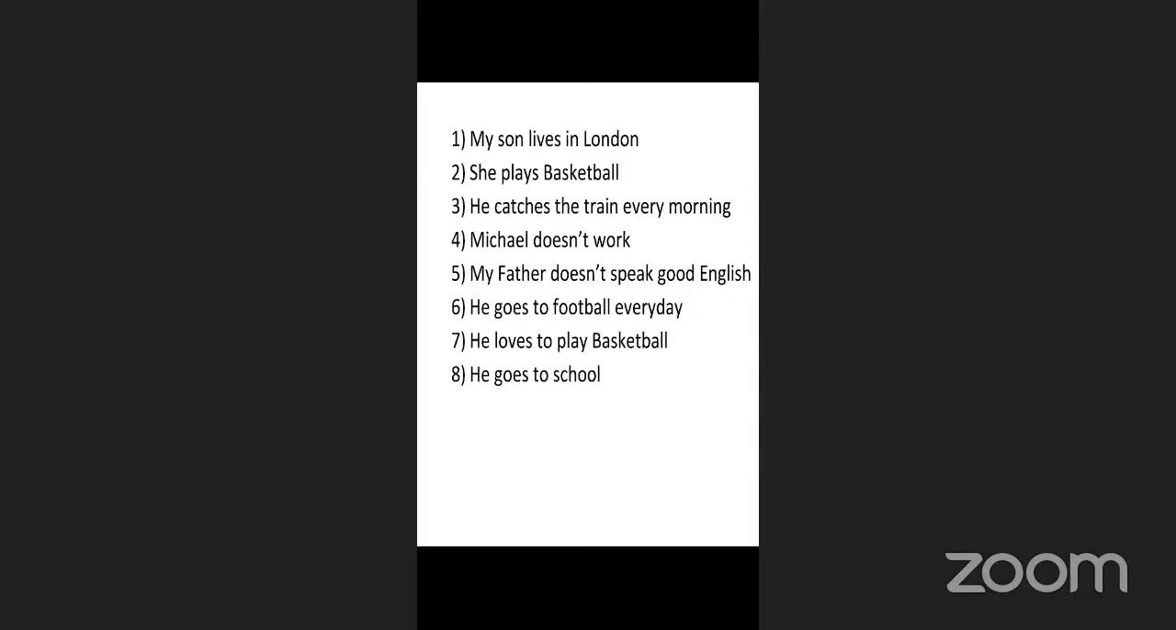Let me try another one. Every morning, the train he catch. Or to do away with the word there. Every morning train he catch. Very correct. Every morning train he catch. Every morning he train catch.